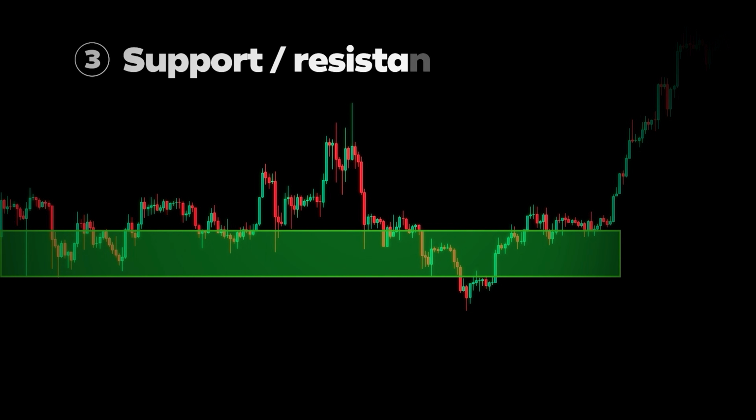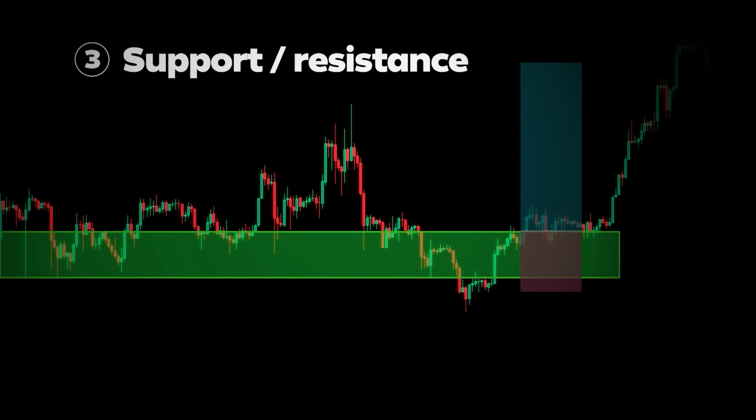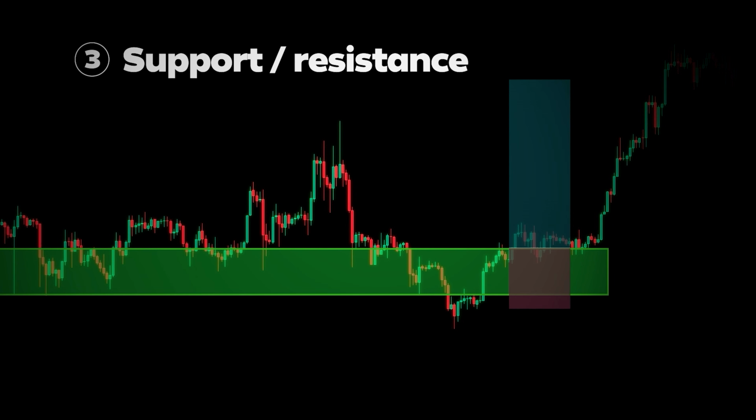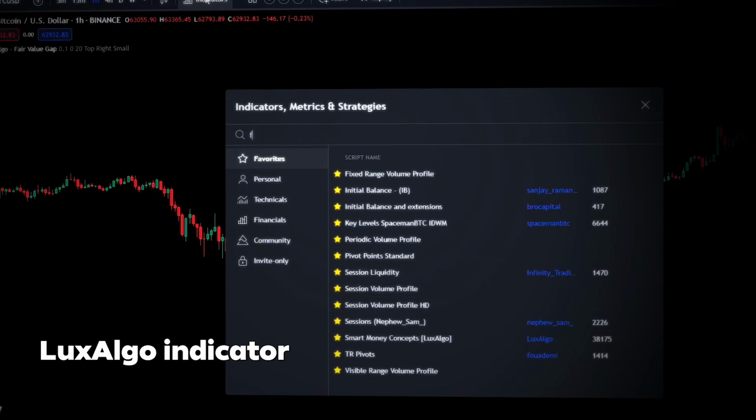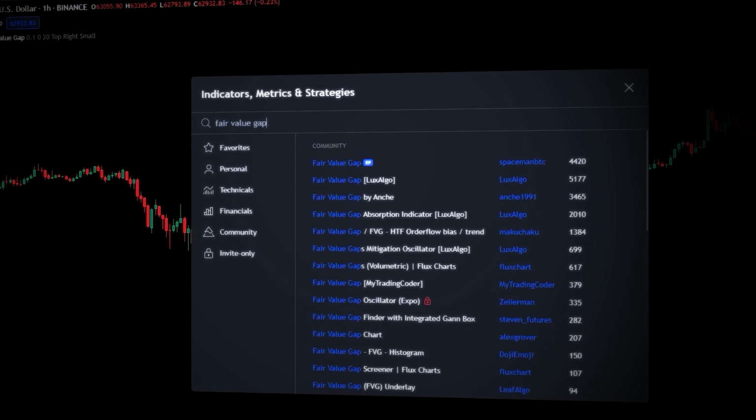Lastly, we're going to use support and resistance as areas to enter our trades after the market has reached the fair value gap. If you want to make this easier, there are indicators out there that can help you. If you're going to use one, I would recommend the fair value gap indicator by CAlgo.